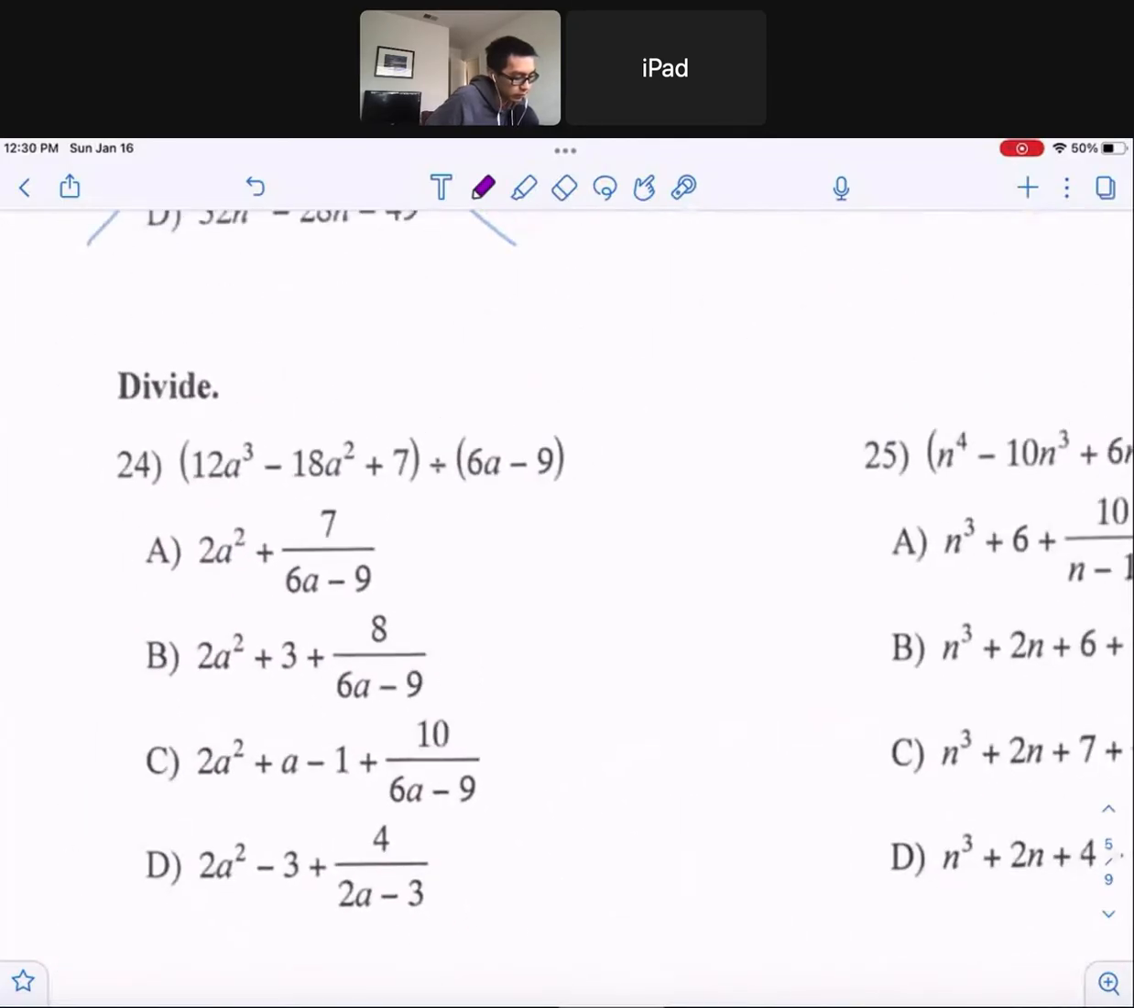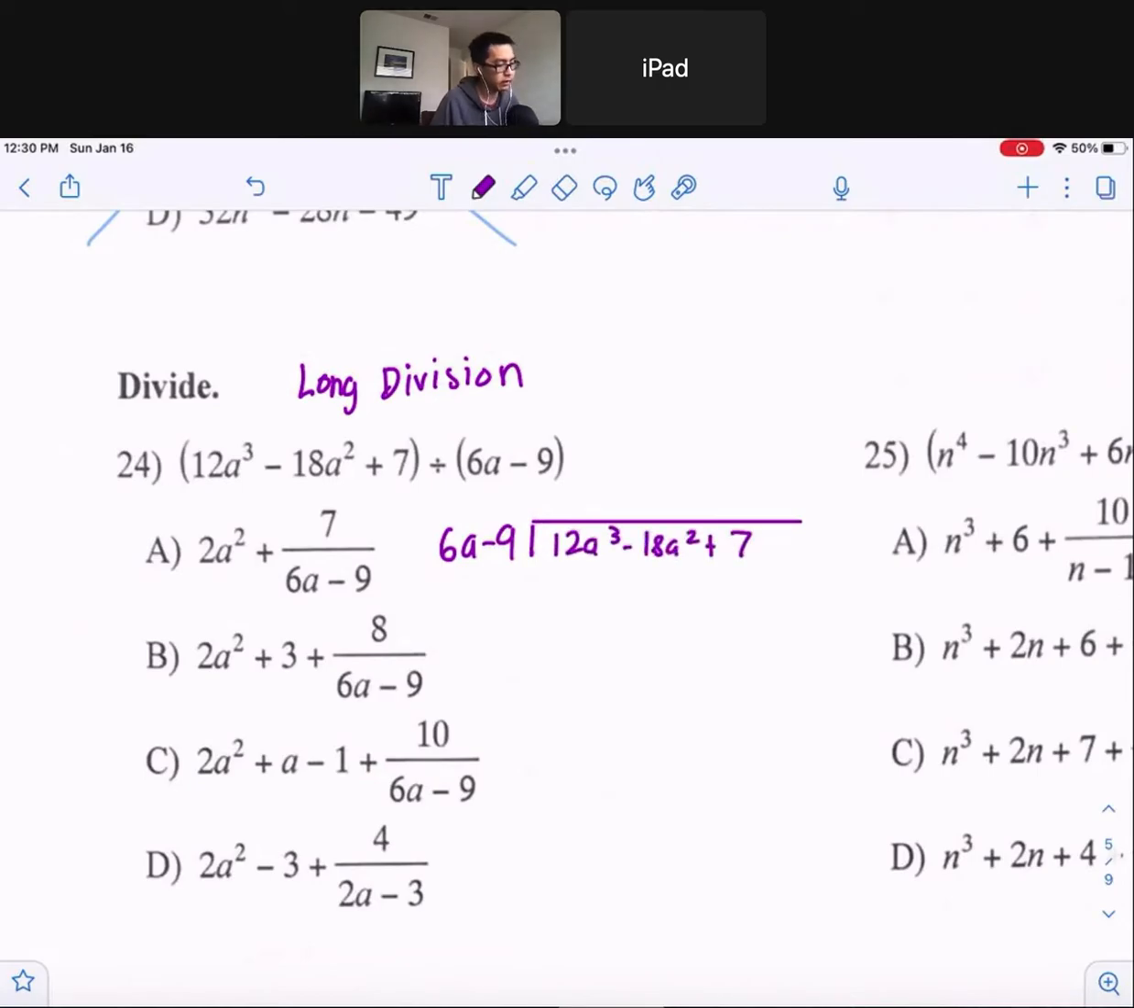So this one, you guys, when we have a divisor that has a coefficient that's not 1 or the degree is not 1, we gotta use long division. So 6a minus 9, 12a to the third minus 18a squared plus 7. So we gotta figure out what times 6a will give us 12a to the third, and that's 2a to the second.